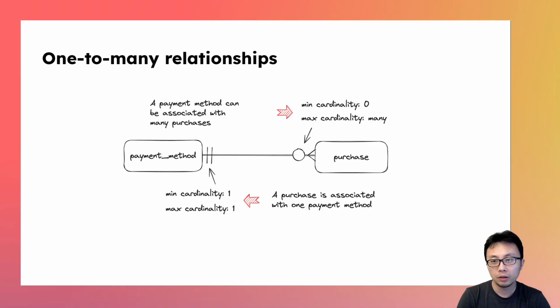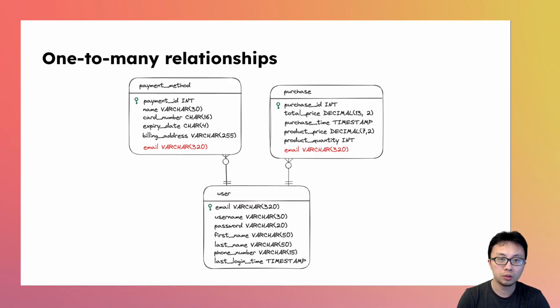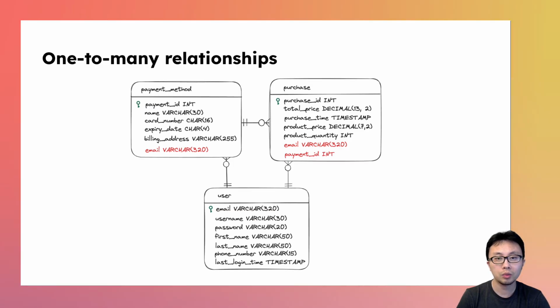The next step is to make their attributes explicit and add the foreign key to the many-side entity. However, before you start, you should know that we have already established two relationships among the three entities. I mean, between user, purchase, and payment method. We have already added two foreign keys into the payment method and purchase entities. This is based on the work we did in the first two examples. Once you establish the one-to-many relationship between payment method and the purchase entities, purchase will have two foreign keys added to it, email and payment ID.